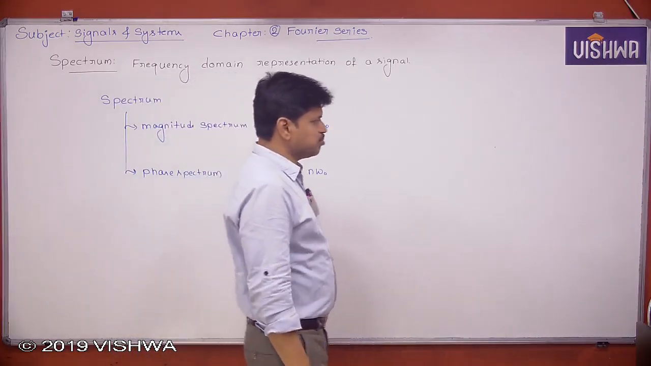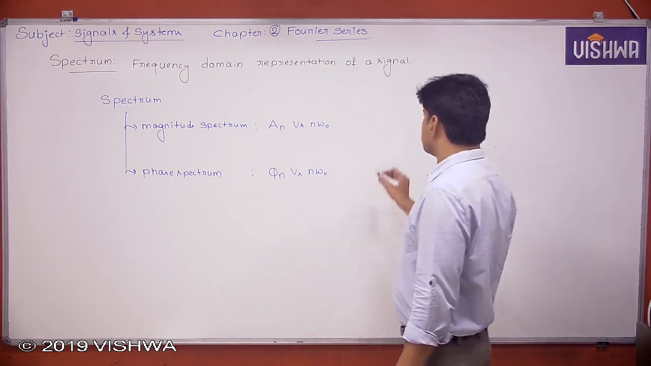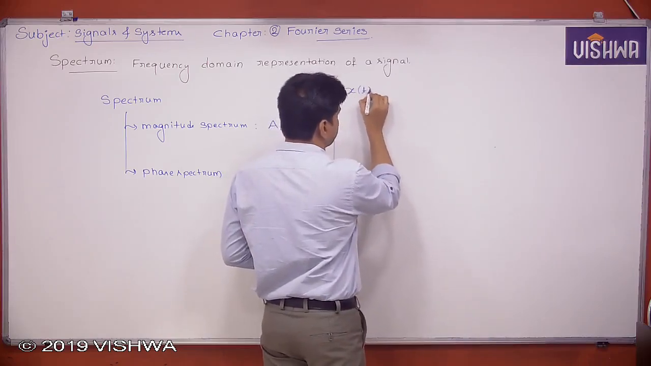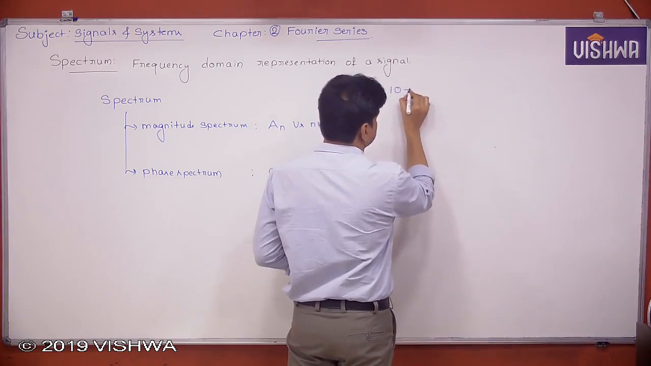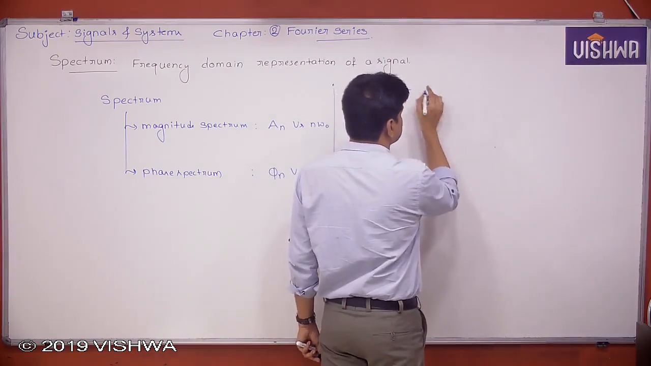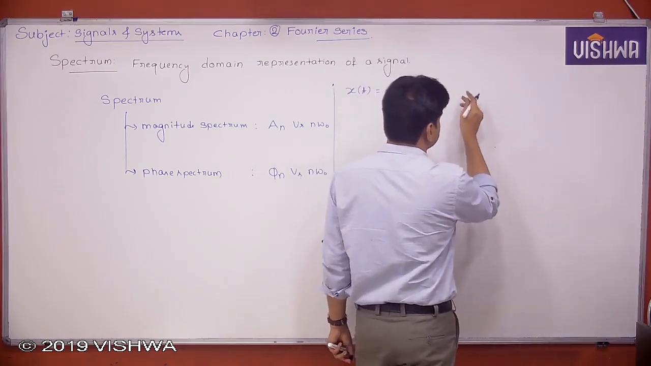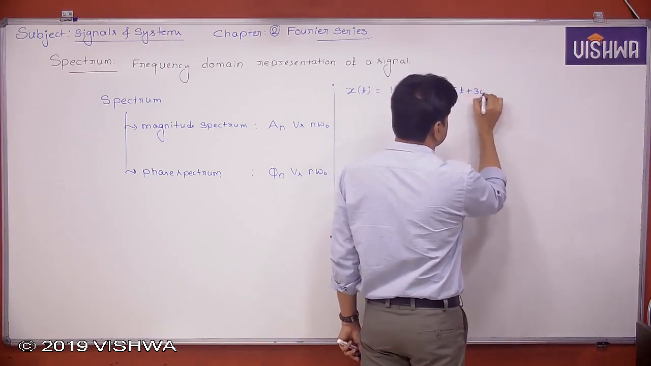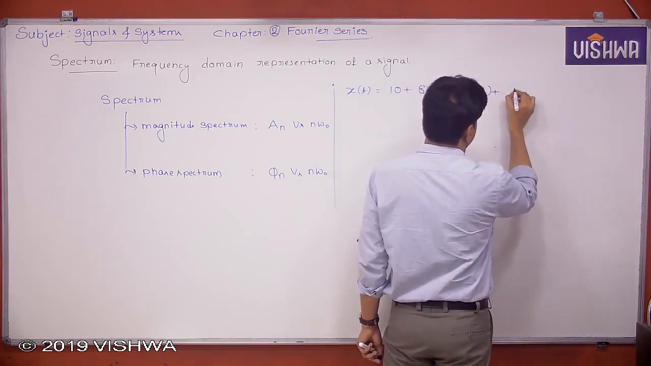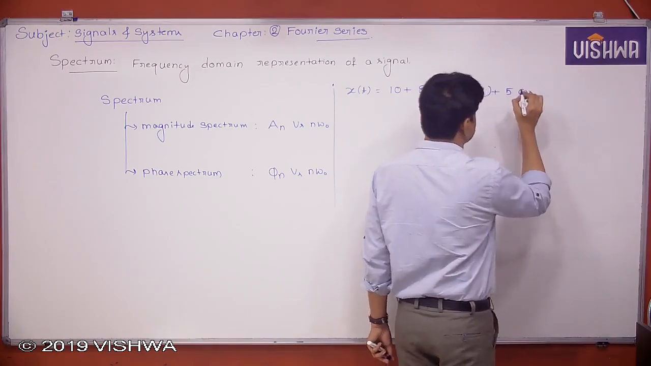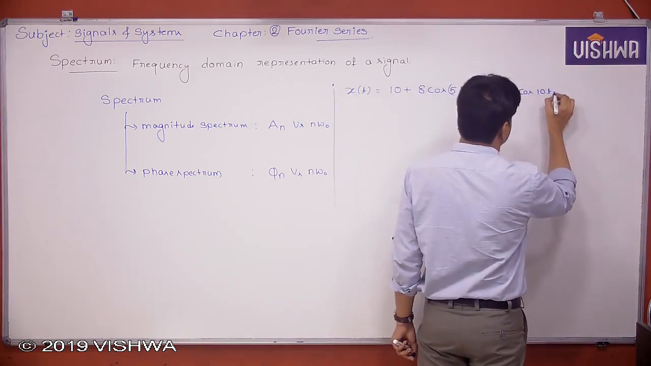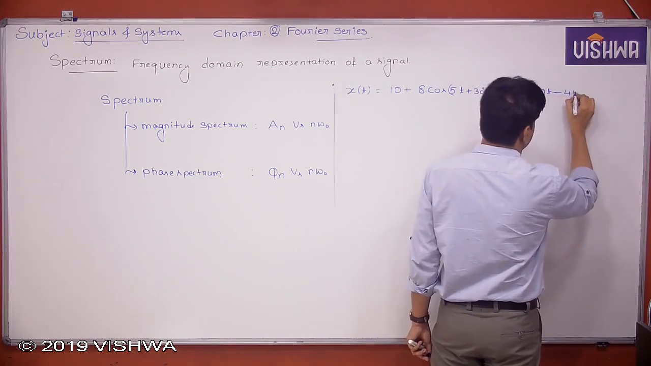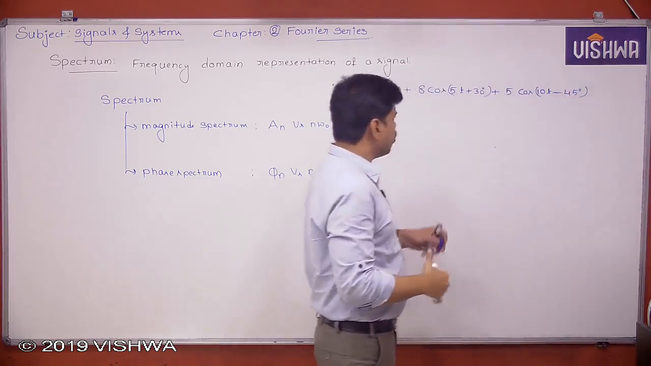Let me give you a small example so that you can understand what a spectrum is. Suppose x of t is given like this: x of t is equal to 10 plus 8 cos of 5t plus 30 degrees, plus 5 cos of 10t minus 45 degrees.